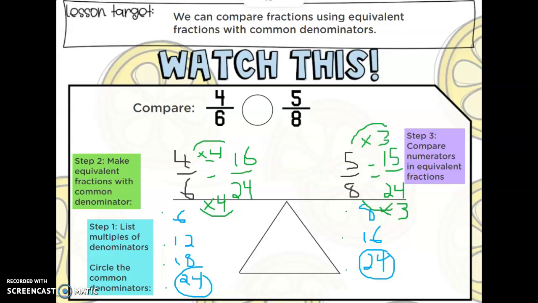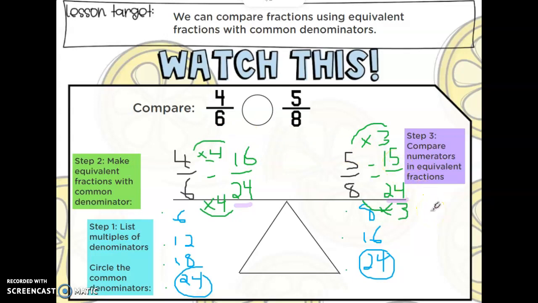Now step 3 is to compare my equivalent fractions. Now that I have equivalent fractions that have the same denominator here, I can just look at my numerator to see which is greater. Well, I see that 16 is greater than 15.